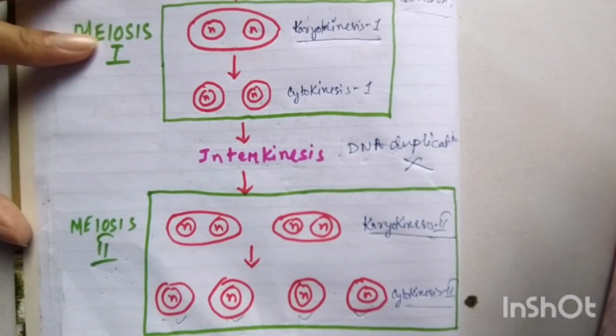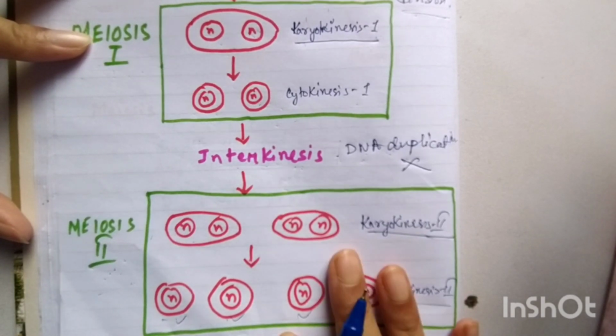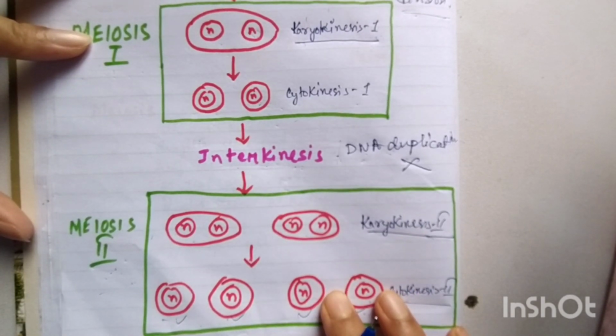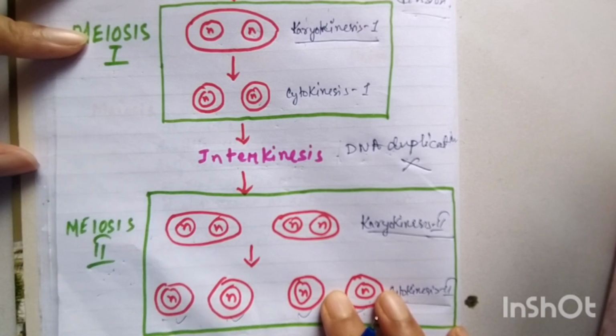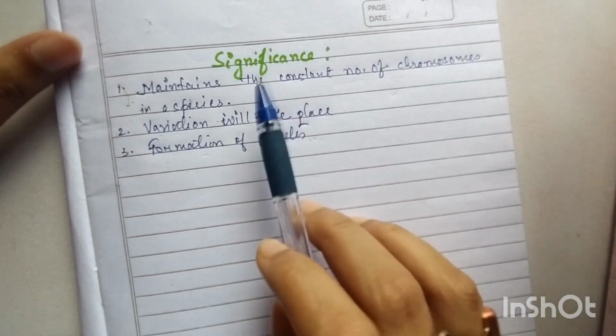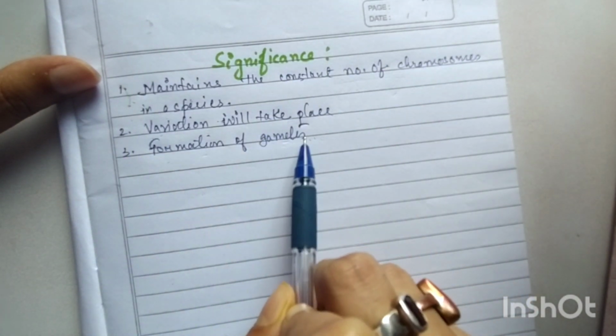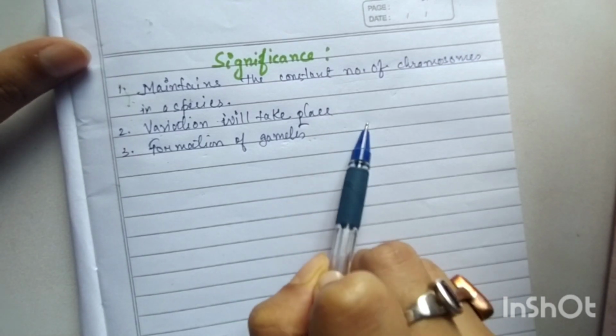Now where does this process of meiosis take place? The process of meiosis takes place in the reproductive cells of an organism, or we can also say in the germ cells of an organism. Now what is the significance of the meiosis process? After meiosis, gametes are formed, and these gametes will then assist in the sexual reproduction process.